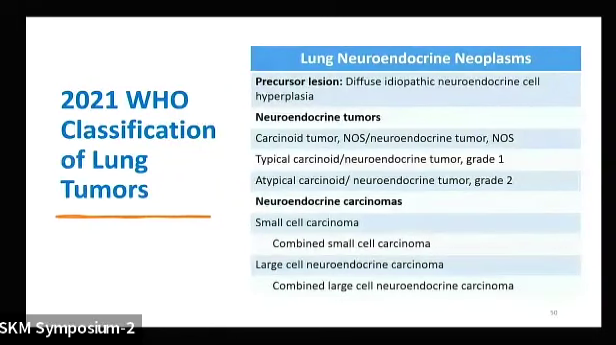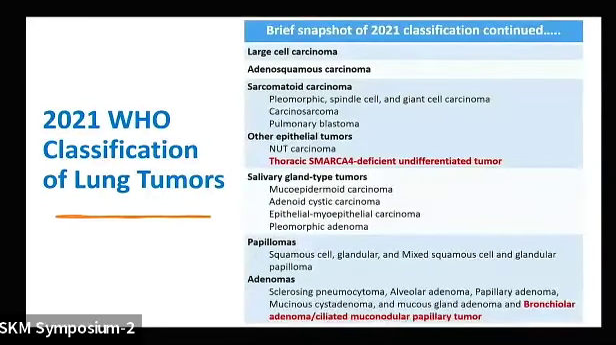Lung neuroendocrine neoplasms also have been looked at, with precursor lesions, but the main neuroendocrine tumors that pose a challenge, especially for small biopsies as well as for cytology, remain the carcinoid tumors, which are basically two in categorization perspectives, such as the typical carcinoid and the atypical carcinoid. And for the carcinomas, the small cell carcinoma and the large cell neuroendocrine carcinoma are worth noting here for categorization purposes. So this is a brief snapshot of the 2021 WHO classification.